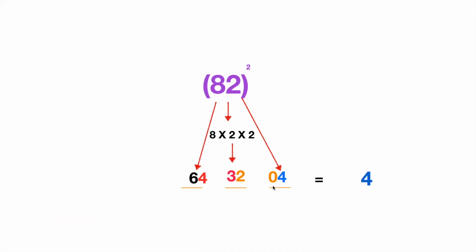Put the 4 there. 0 plus 2 equals 2. 3 plus 4 equals 7. And there's nothing in front of the 6, and everything behind it has already gotten placed. So we just put the 6 right there. Nothing fancy. So 82 squared equals 6,724.